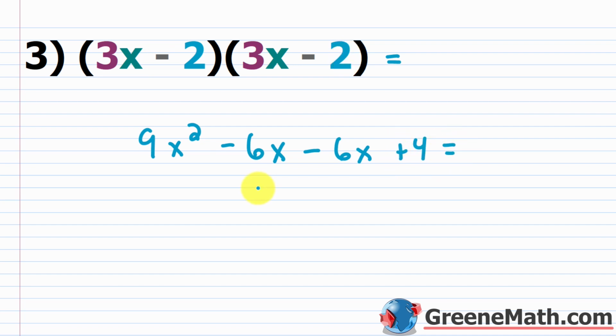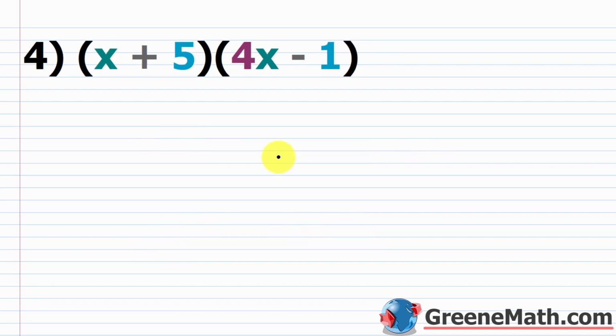So we're not done here because we do have like terms. So we're going to have these like terms inside. So what we want to do is we want to go 9x squared. And then negative 6x minus 6x would be minus 12x. And then we would have plus 4. Okay, so no more like terms. So this is our answer. 9x squared minus 12x plus 4. All right, let's look at problem number 4.